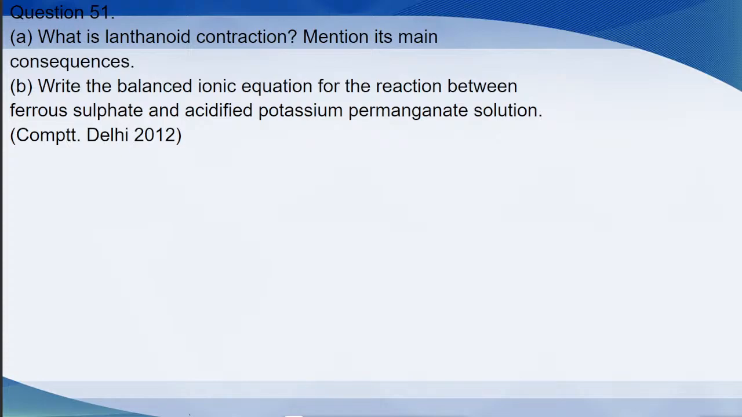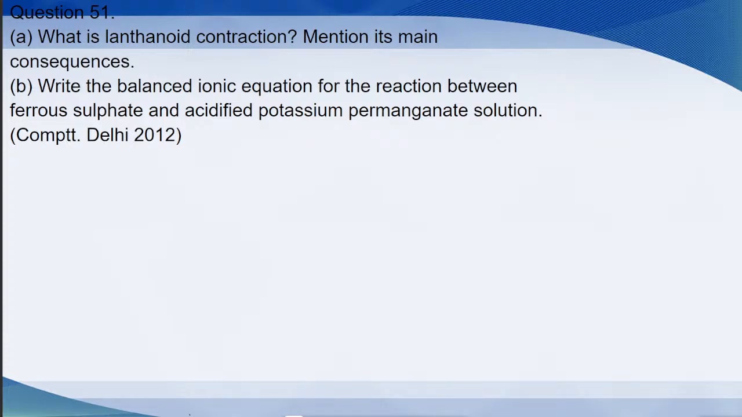Okay, beta. So in the last lecture we covered up to question number 50, and today we'll start with question number 51 and previous year questions from 2012 to 2015 we are going to cover. The first question is, what is lanthanoid contraction, and mention its main consequences.